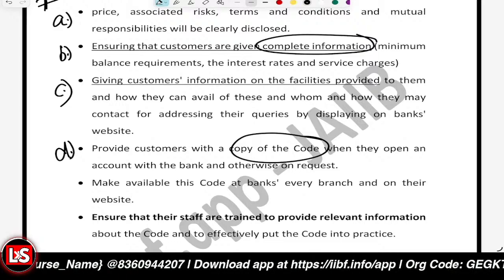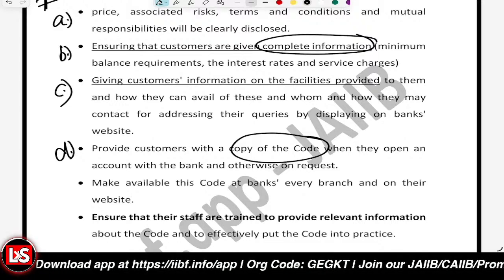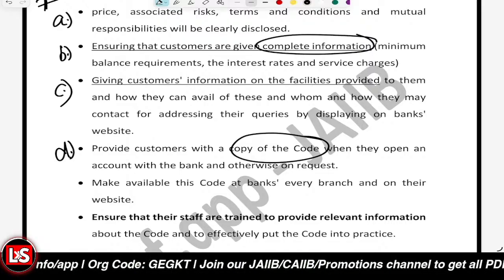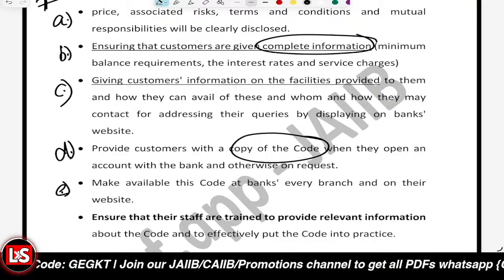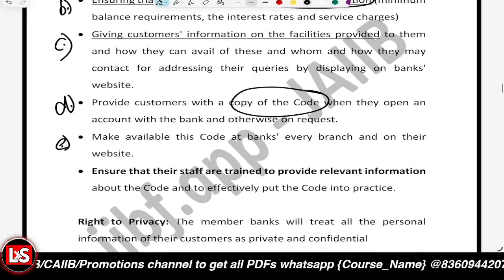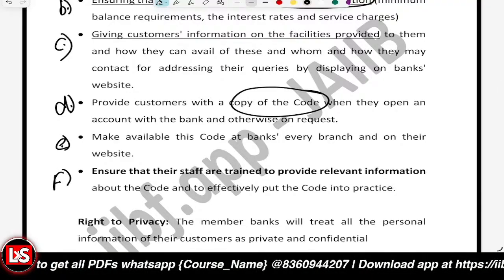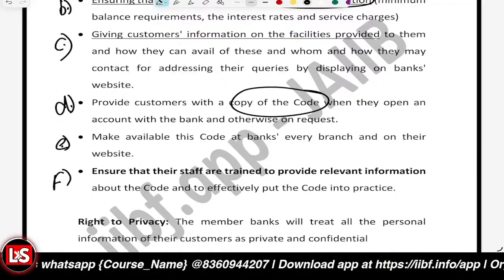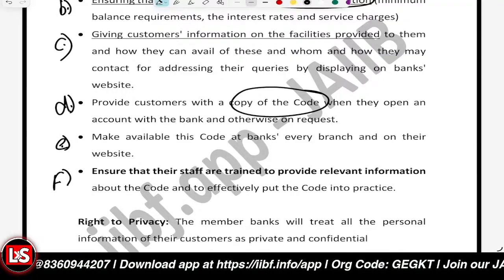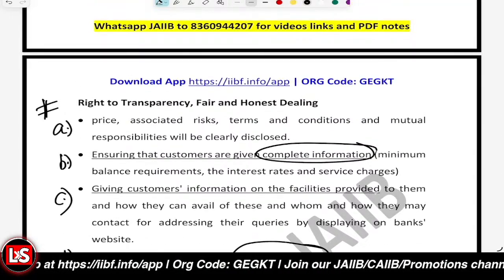Why? Because then only they will know about their rights. So a copy of the code must be provided to the customers, while opening the accounts or whenever they request it. And the code must also be displayed on the websites and be available at the branches, right? And the last one, the employees should be trained so that they know the minimum services which are to be offered, so that they can explain the code and implement the same. That's about the right to transparency, fair and honest dealing.